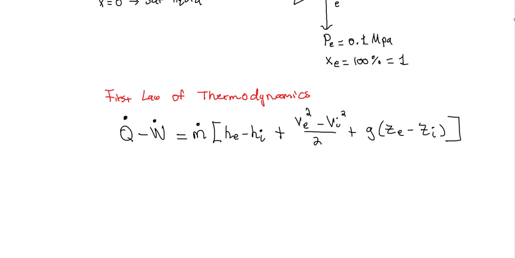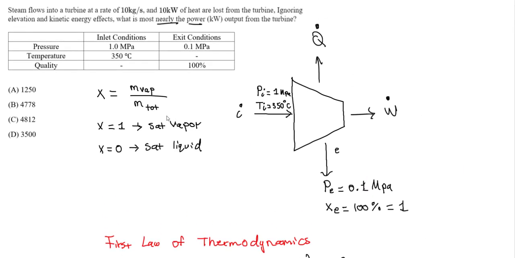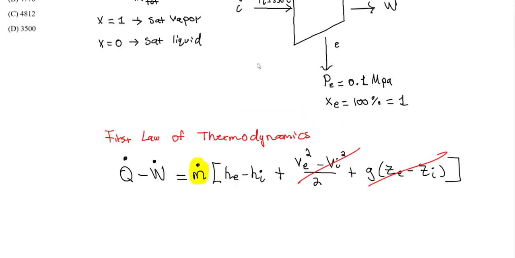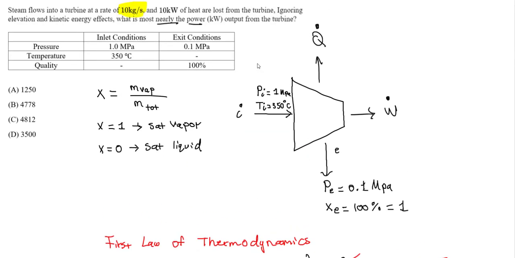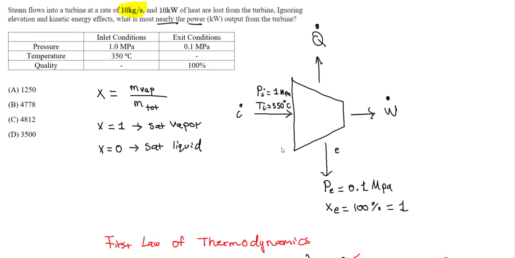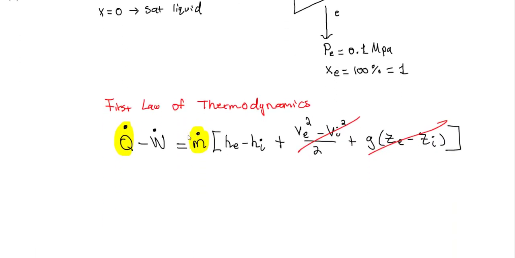And we know this is the kinetic energy term. This is the potential energy term. This is the change in enthalpy. And we know from this question we're told to ignore the elevation and kinetic energy effects. So these terms are going to cancel. These are gone. So what we have left is the mass flow rate, given in the question as 10 kilograms per second, and Q dot, the rate of heat transfer, in this case heat lost, is 10 kilowatts. So we know that value, and W dot is what we're trying to determine.